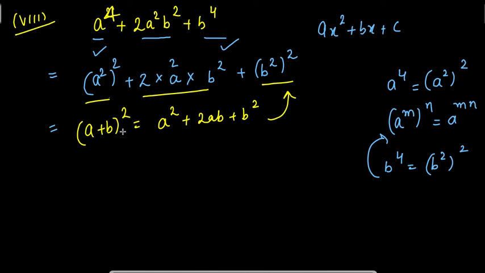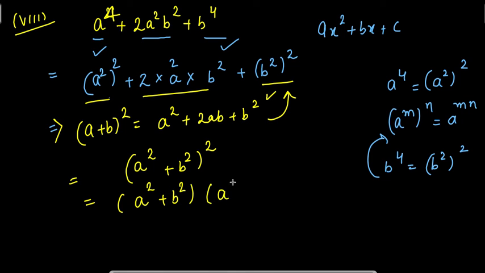So I can write it as a plus b whole square. What is my a here? My a is a square. What is my b here? B square, and its whole square. So when I need to write the factors, I can expand it as a square plus b square into a square plus b square. So this is how I am getting the factors of a raised to the power 4 plus 2a square b square plus b raised to the power 4 as this.